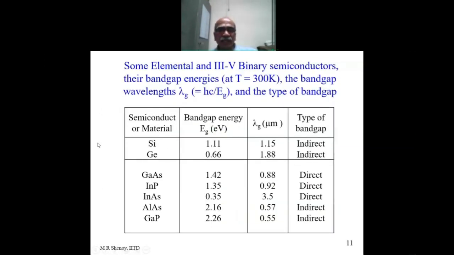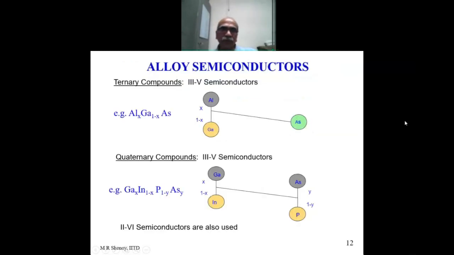Now, this table lists certain materials, the most common materials in optoelectronics. These are the binary semiconductors and elemental semiconductors, their band gaps, the band gap wavelengths, and the type of band gap. I'm sure you are familiar with most of them.